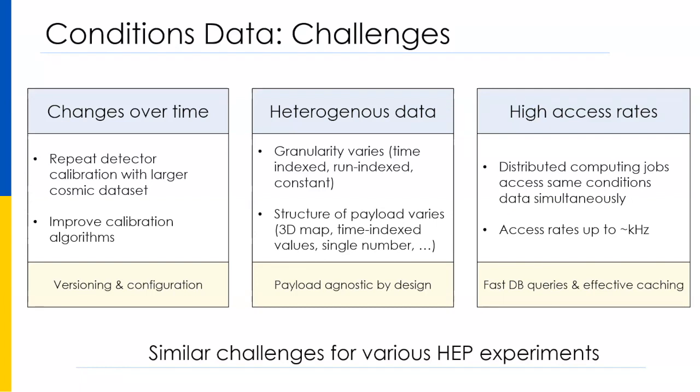And one of the main parts of my project is high access rates. This is one of the challenges that we're going to work on. The problem is that when we have a conditions database, thousands of computers simultaneously send access requests to the database, and these rates can be up to the kilohertz and more. So we need to invent effective database queries and effective caching to solve this problem, to make it optimized. And there are similar challenges for various HEP experiments.